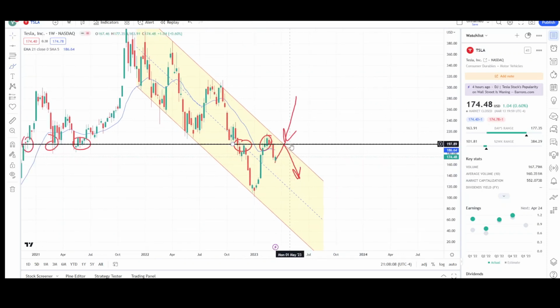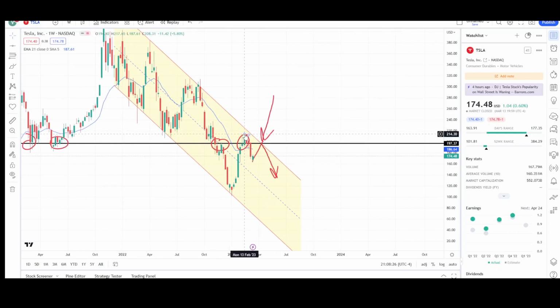Again, if we break through that 197 200 level, then obviously the short was not there. It didn't set up, so it doesn't even matter. We're just going to blast right through it. But I'm expecting prices to find resistance here and sell off with the prevailing trend, which is down in this case. So that's all I have for Tesla.